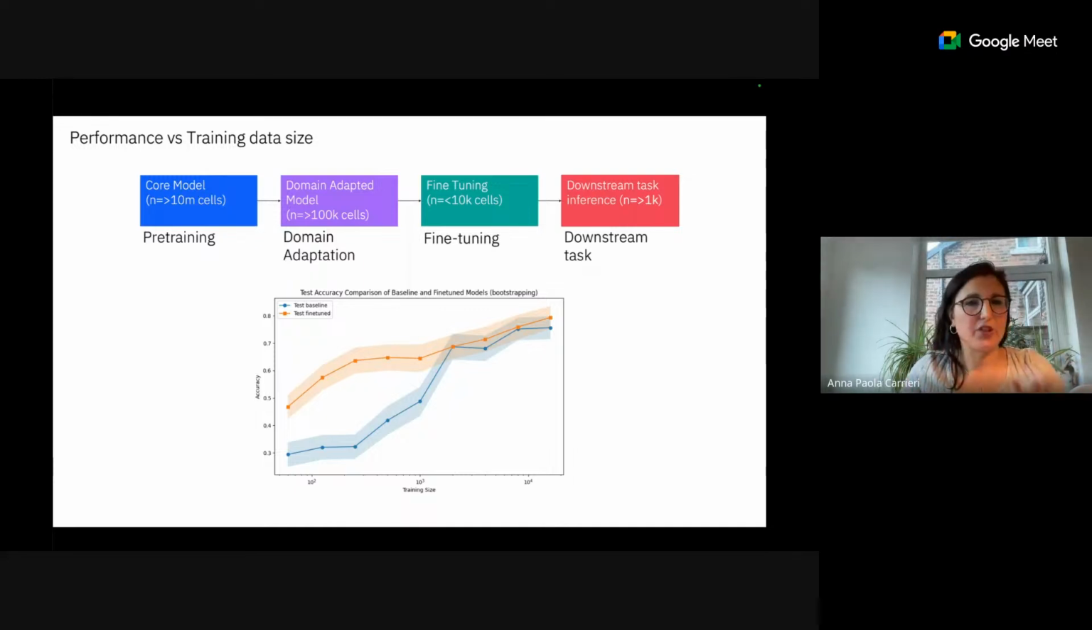But this is a bit general, it kind of gives you an idea of what you do and how much data you need for foundation models. For example, you can do the pre-training on general transcriptomic data using more than 10 million cells. Then you do the domain adaptation, where you use 100,000 cells to adapt your general foundation model on transcriptomic data to the disease of IBD, inflammatory bowel disease.